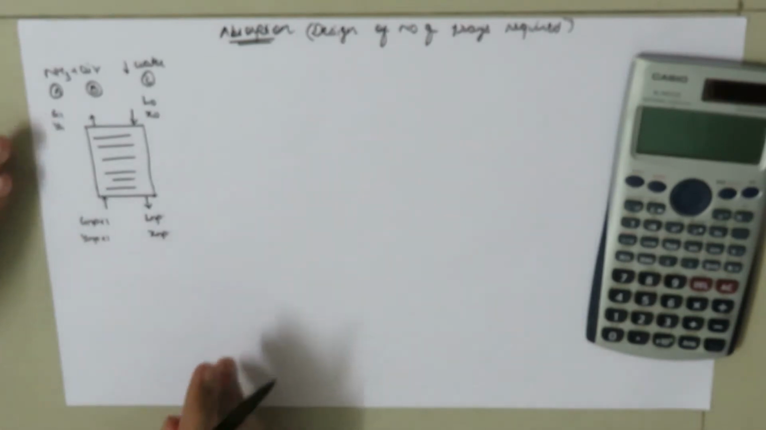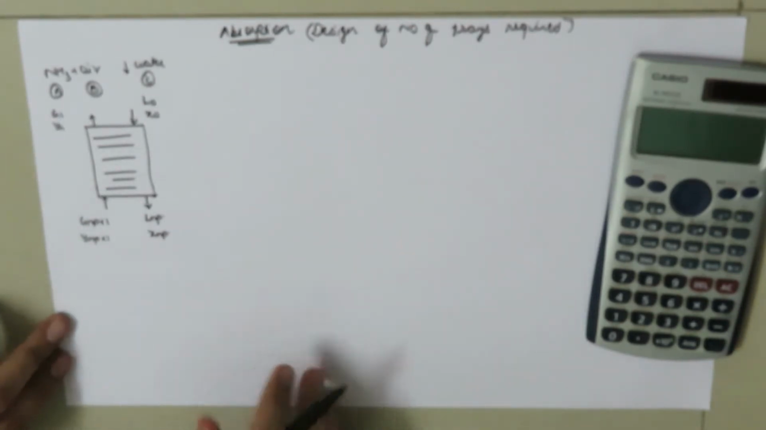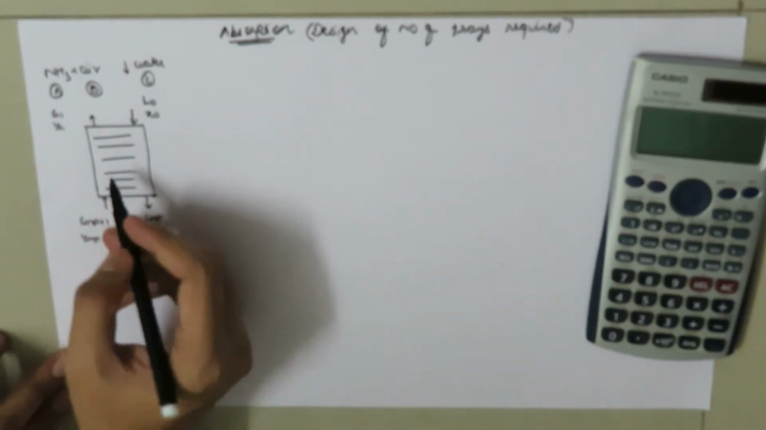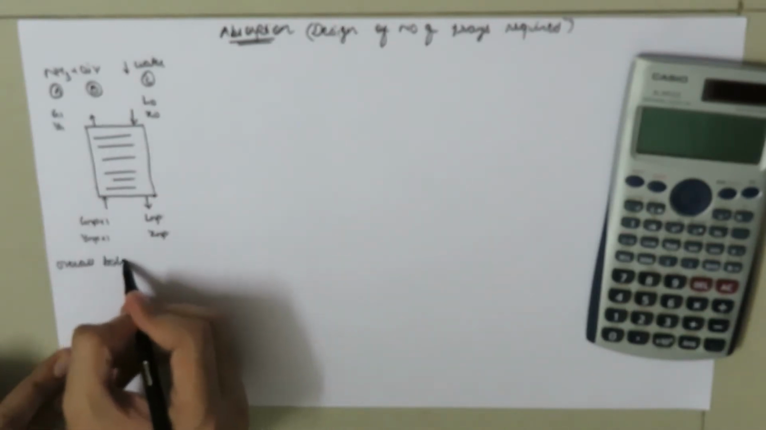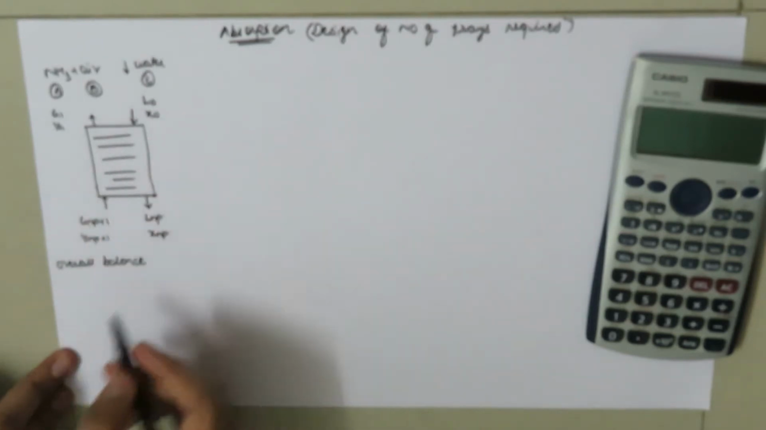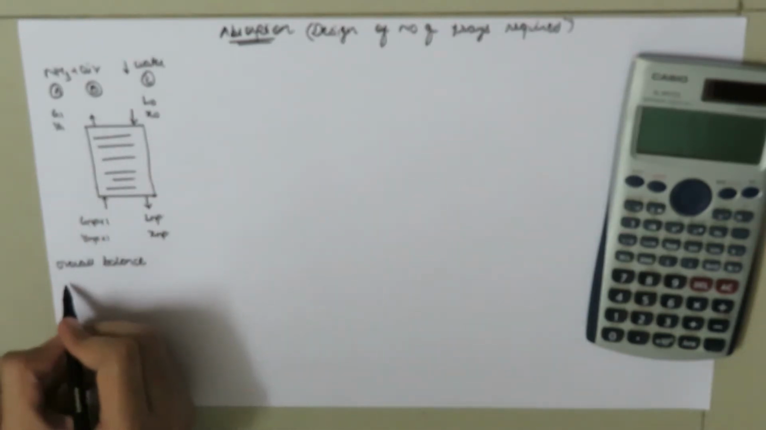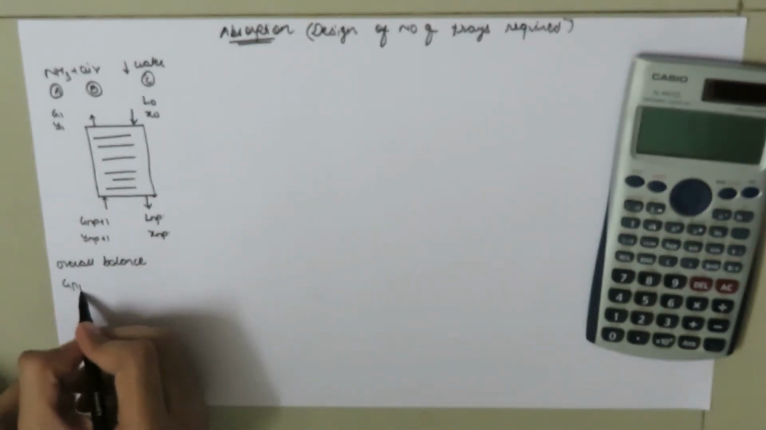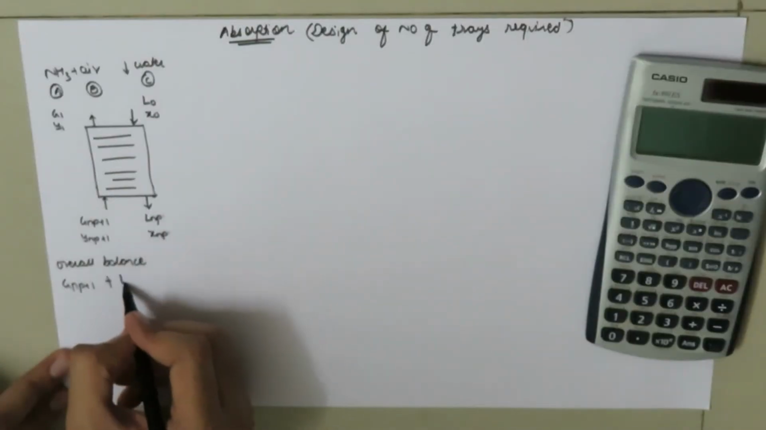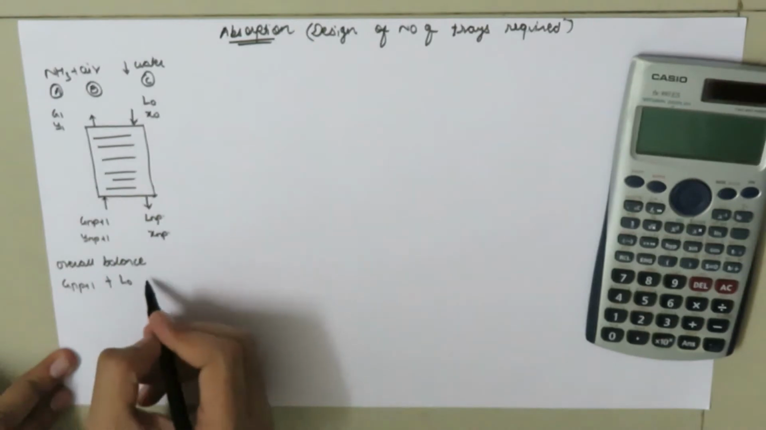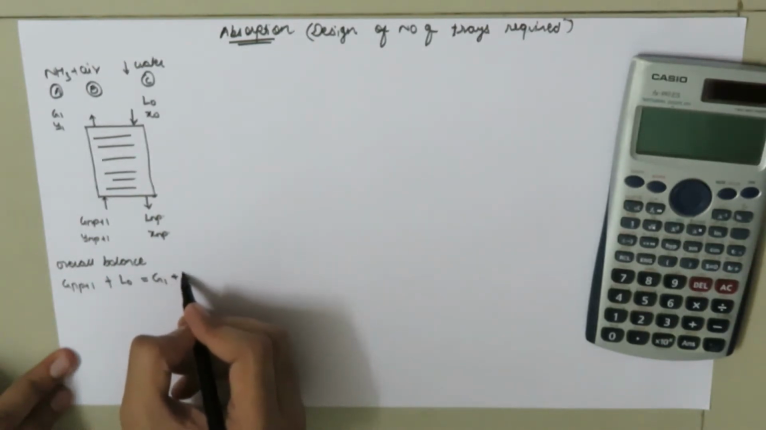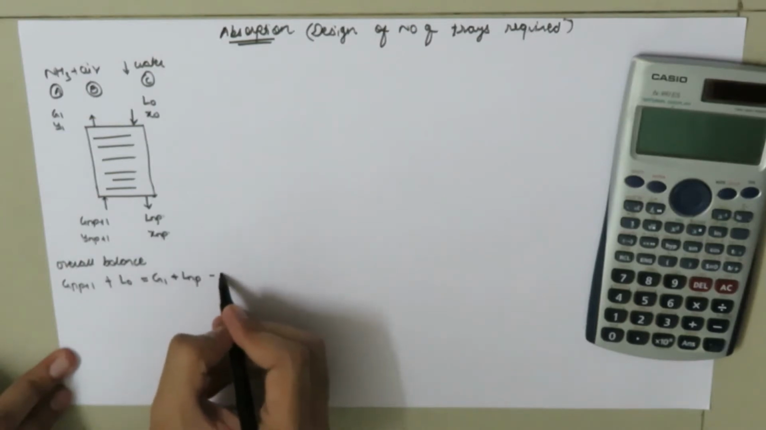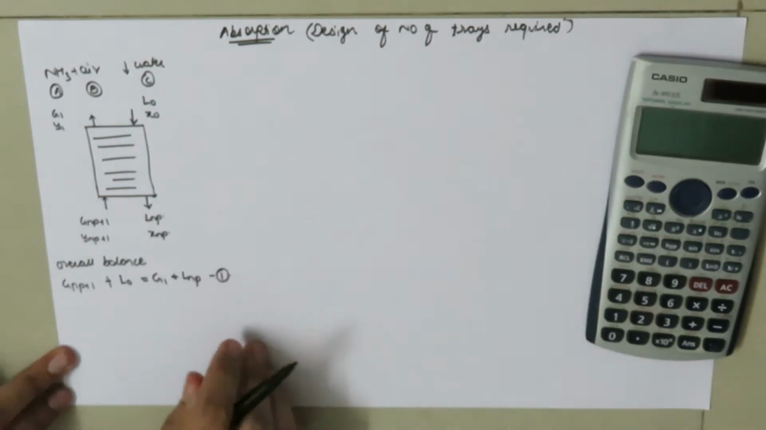X_{N_P}. Now if we take the mole balance, the overall balance around this absorption tower, this will be G_{N_P+1} plus L0, which is equal to G1 plus L_{N_P}. Let's call this equation number 1.